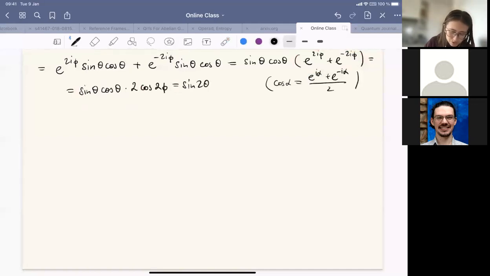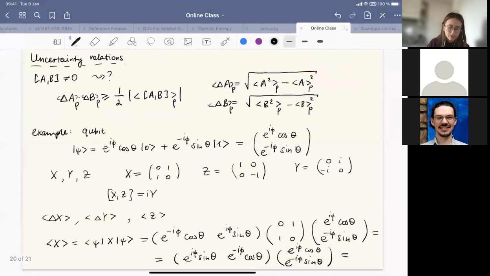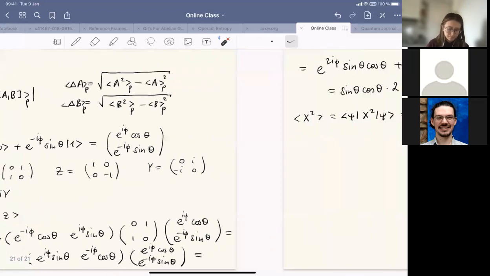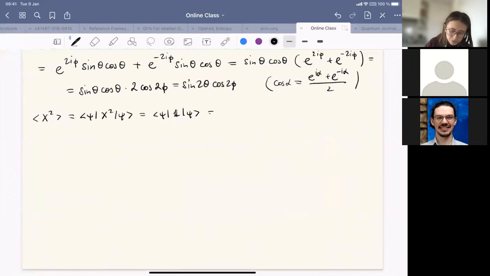So we get sine 2 theta cosine 2 phi. Okay, so now we calculate the next thing, which is the expected value of x squared. This is fairly easy because this is psi x squared psi. But x squared is the identity. Moreover, if you take any of these operators x, y, z, their square gives the identity. So what we end up with is just psi psi, and it's normalized, so we're going to get 1.